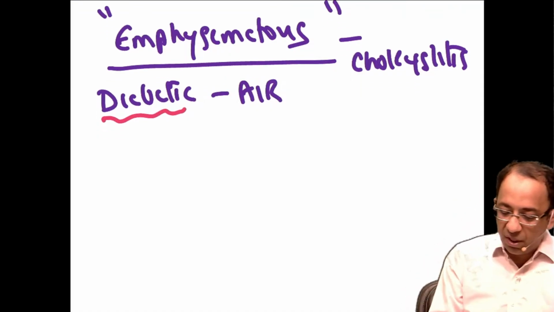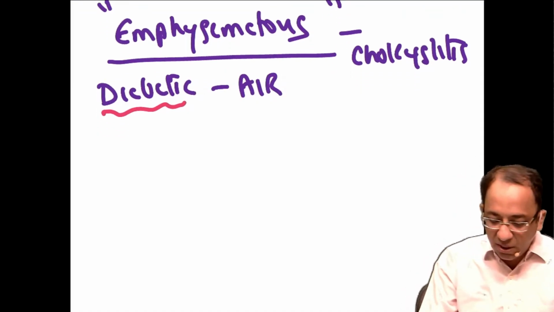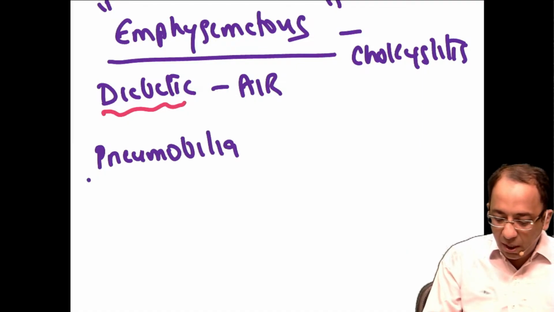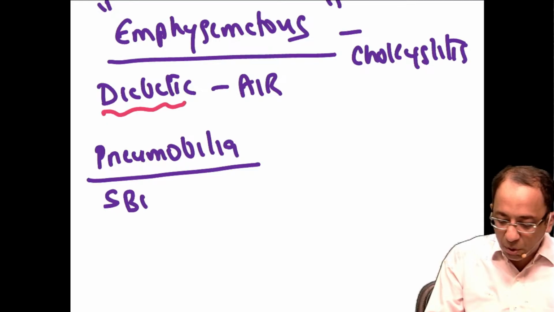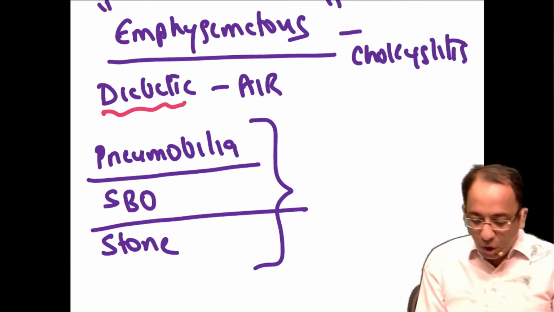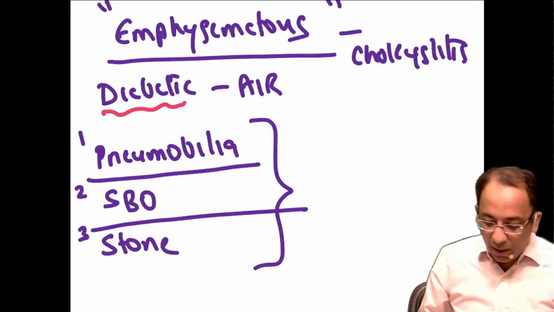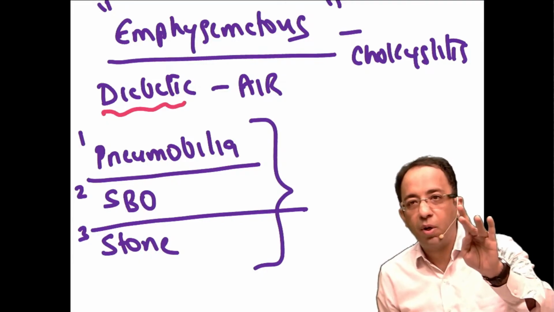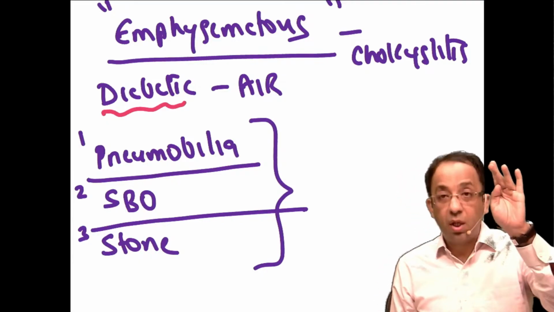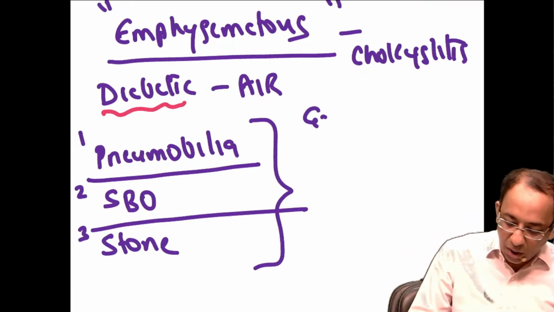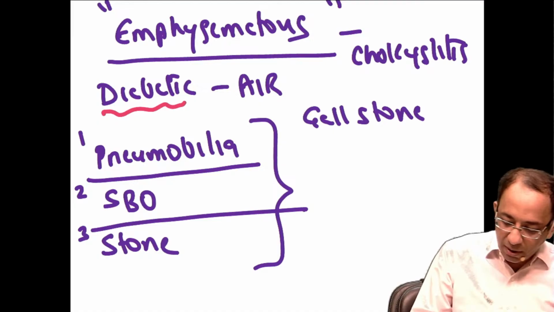Also, if they say air not in the gallbladder, if they say air in the biliary tract, with small bowel obstruction and a radio-opaque stone, can you tell me in which condition do we see these three things? If there is air in the biliary tract, pneumobilia, small bowel obstruction, and a stone, then what is the condition called? This condition is called gallstone ileus.